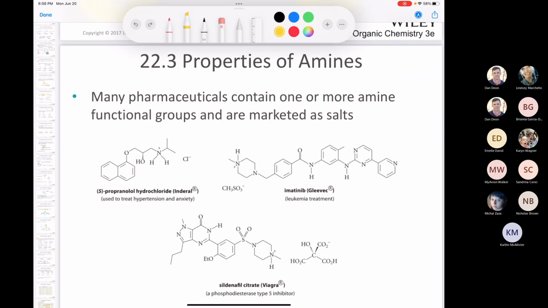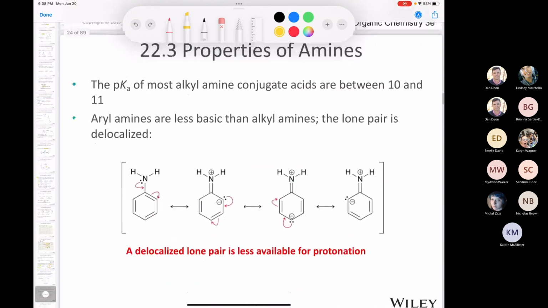So it's very important that an organic chemist understand how to make a salt from an amine and to understand basicity and acidity and those kinds of things, to enable us to manipulate basic compounds and get them to do what we want them to do as chemists.